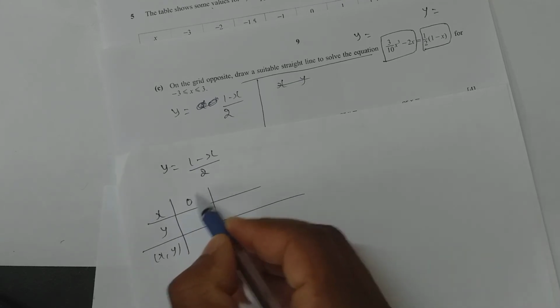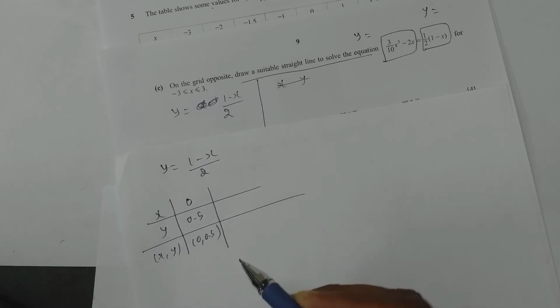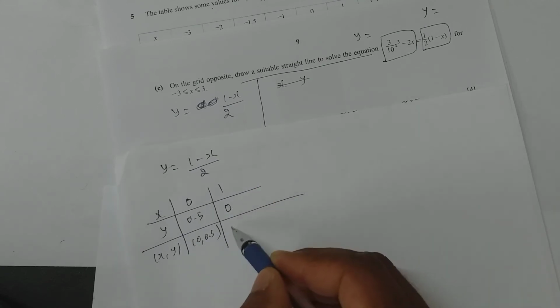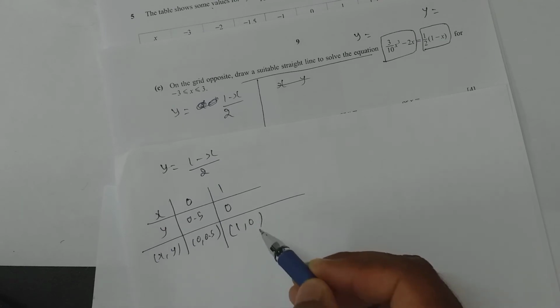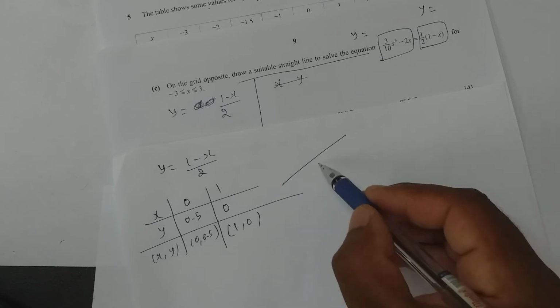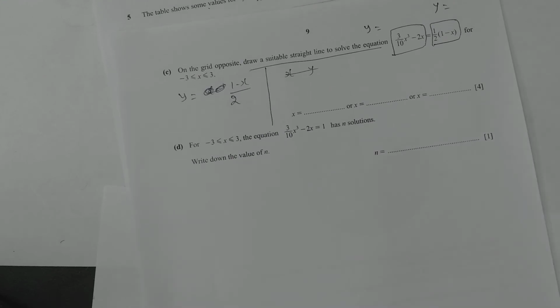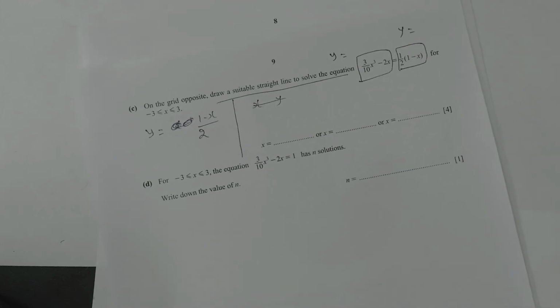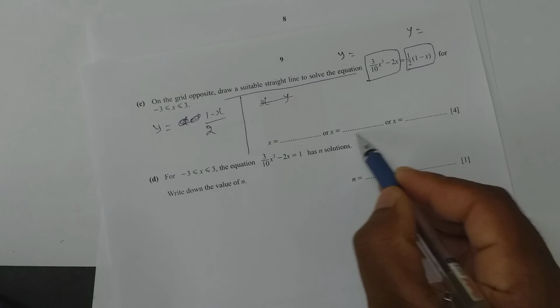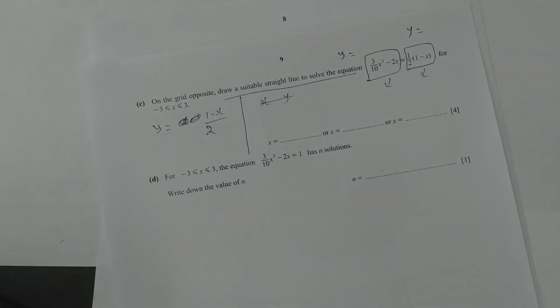If x is 0, how much do I get? 1 by 2, which is 0.5. So the point is 0 comma 0.5. If I take x to be 1, y is 0. So the point is 1 comma 0. Show these 2 points and draw the straight line. Wherever this line and the curve meet, those are the answers. Now here how many values of x are given? 3 values. That means this curve and this line are meeting in 3 places. So locate each place where they meet, and get the x value of their intersection.